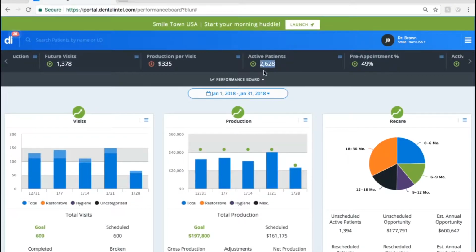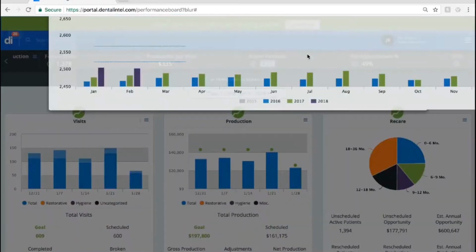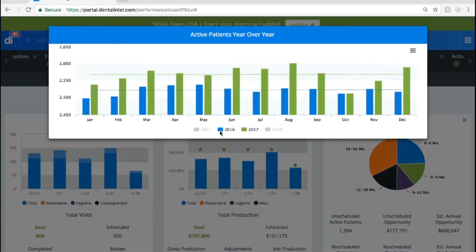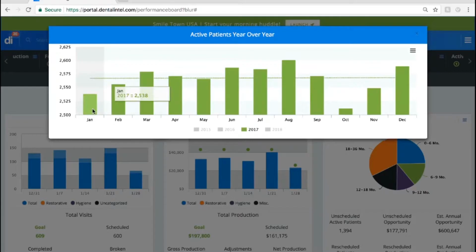Okay? Now, watch this. This is where it gets a lot of fun. We can see that last year in this office, at the beginning of the year, they had about 2,525 active patients. Let's just make it easy. Like you said, 2,500. At the end of the year, they had some ups and downs. They probably marked some people inactive. At the end of the year, their net active patients was 2,589.